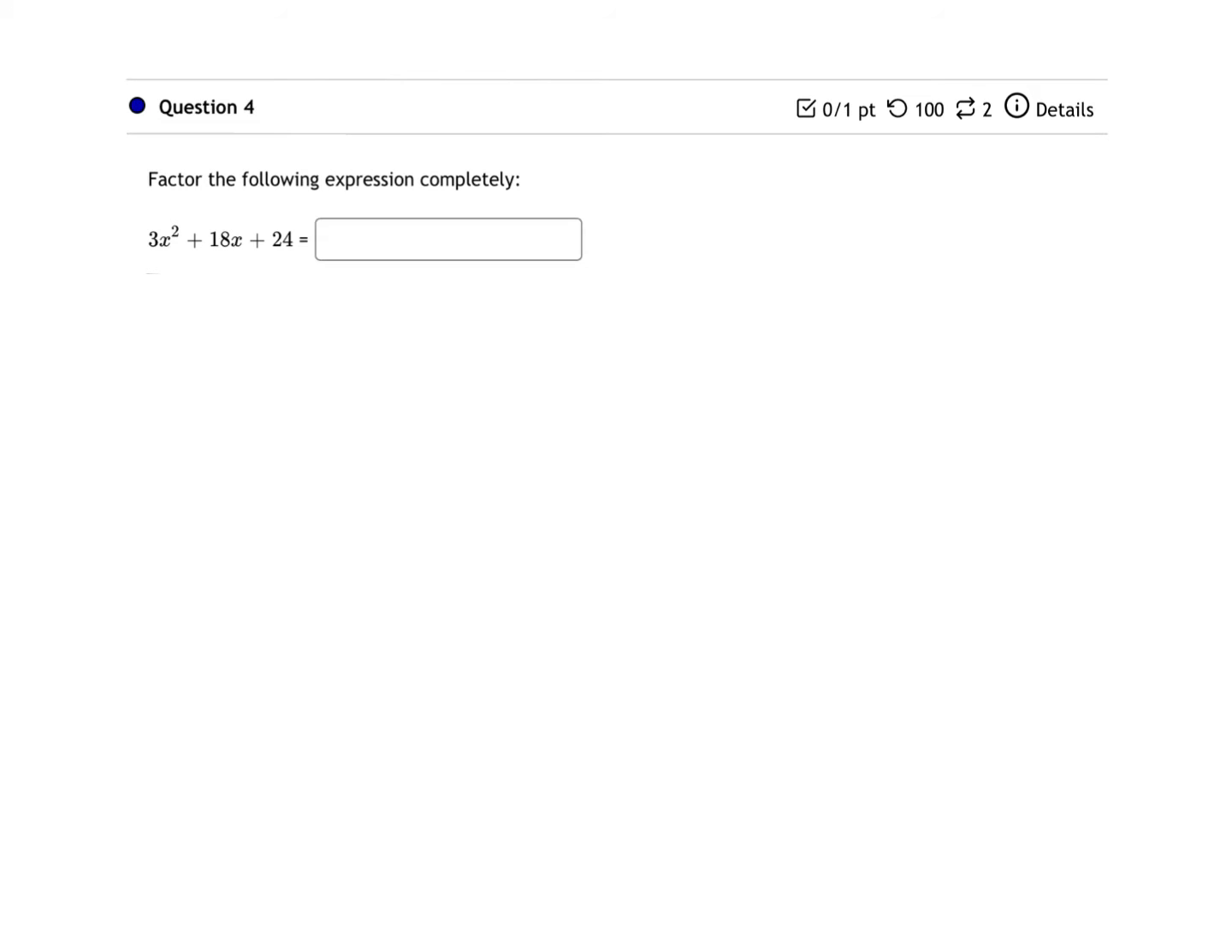Mr. Geislart here, and we're going to try to factor this quadratic. The first thing I always want to do when I want to factor anything is look and see if there's a common term that can be factored out.